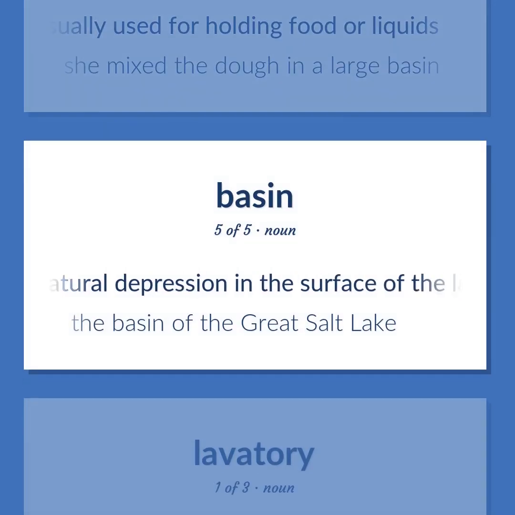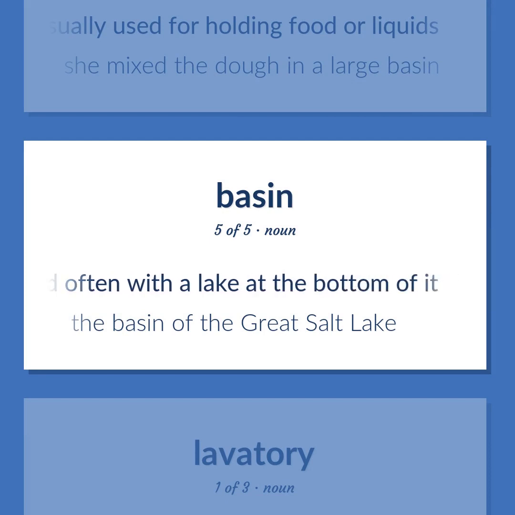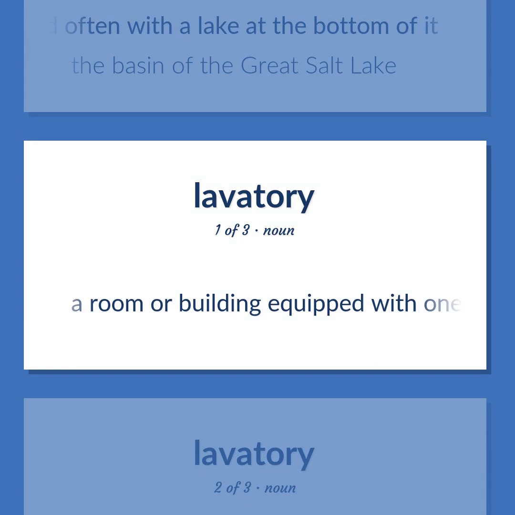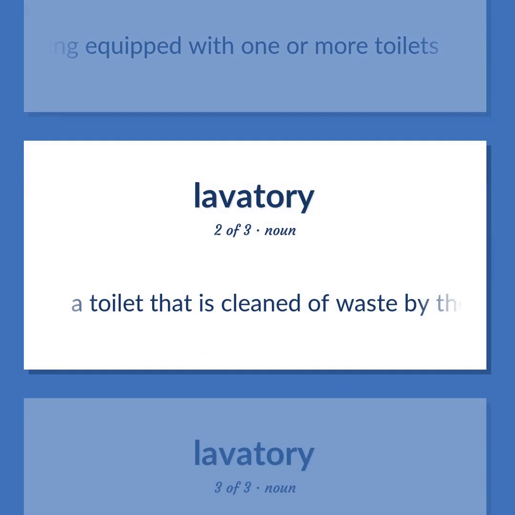A natural depression in the surface of the land, often with a lake at the bottom of it. The basin of the Great Salt Lake. A room or building equipped with one or more toilets. A toilet that is cleaned of waste by the flow of water through it.